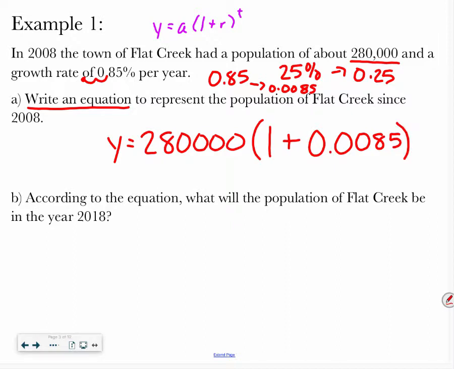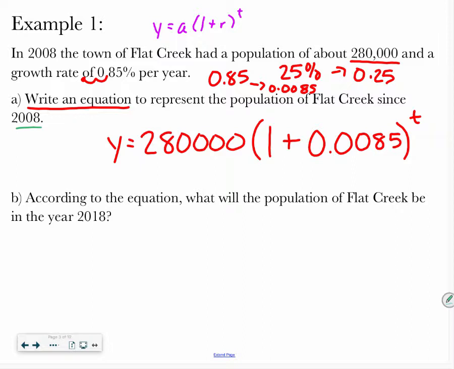And then we have T, which represents our time since 2008. Because in this equation, I didn't say specifically we're talking 2017. No, I just said in general I want an equation that I could use. So this is how I would write my equation.